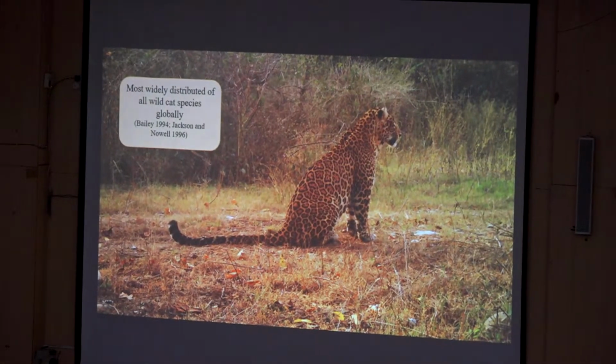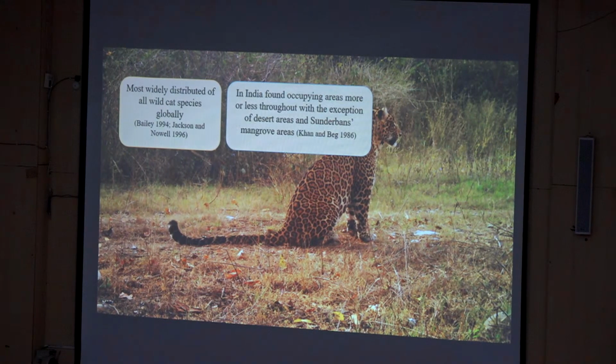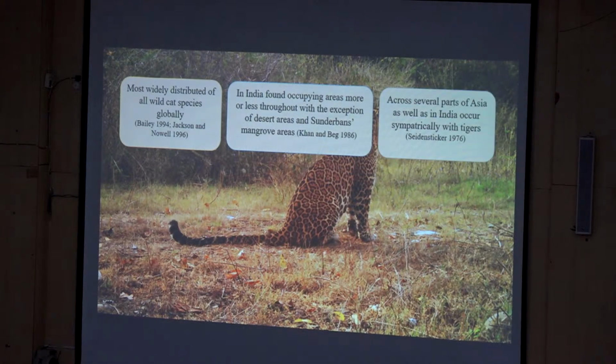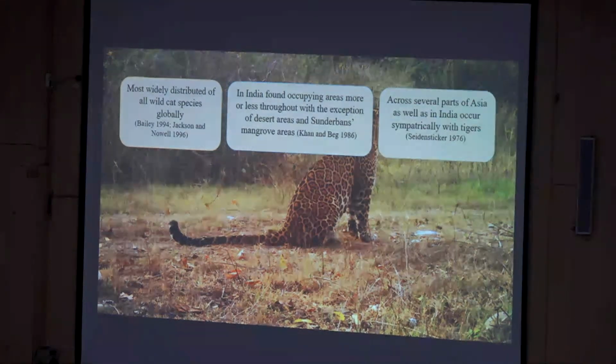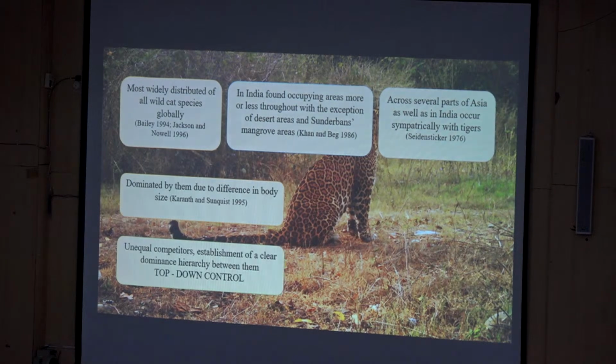These felines are the most widely distributed of all wildcat species globally, and they are found occupying almost all areas throughout the country, with the exception of desert areas and the mangrove areas of the Sundarbans. However, across several parts of Asia, as well as in India, they occur sympatrically with tigers and are dominated by their striped counterparts due to differences in body size. This renders the two felines unequal competitors.